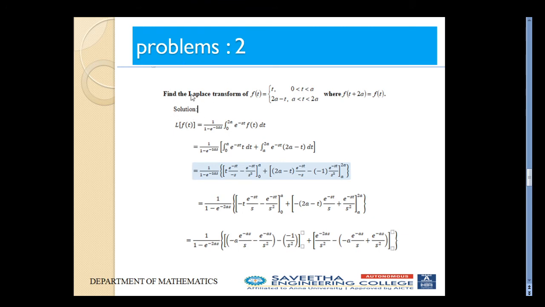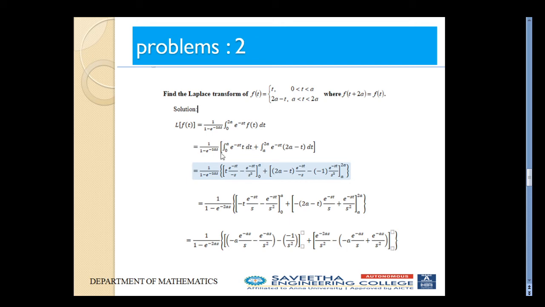Now problem 2: find the Laplace transform of f of t equal to t for 0 to a, and 2a minus t for a to 2a, where f of t plus 2a equals f of t. Here the period is 2a. We will replace capital T as 2a in the formula. So we get 0 to 2a, which can be split as 0 to a and a to 2a because the interval was given in the problem. For 0 to a the function is t, and for a to 2a the function is 2a minus t. On substituting here, now we have to integrate.